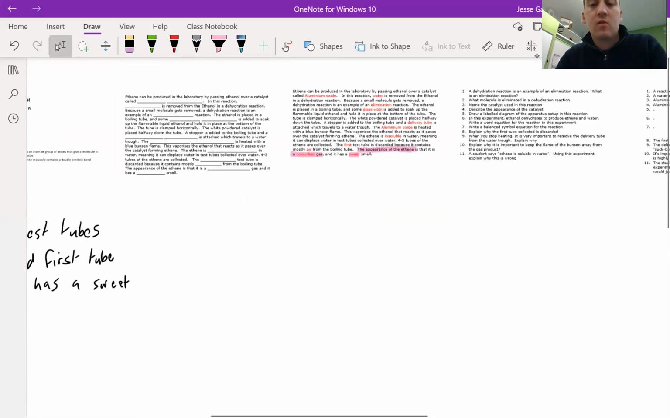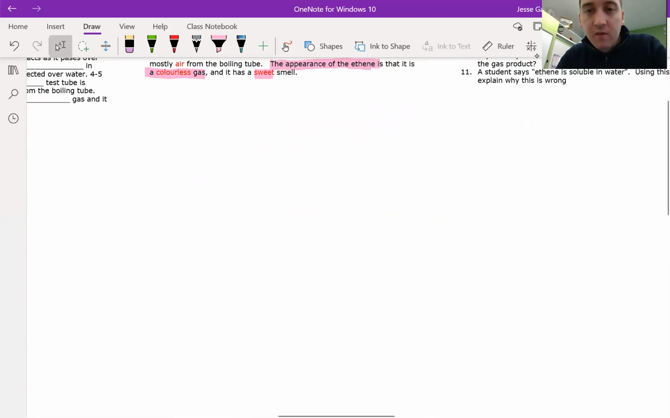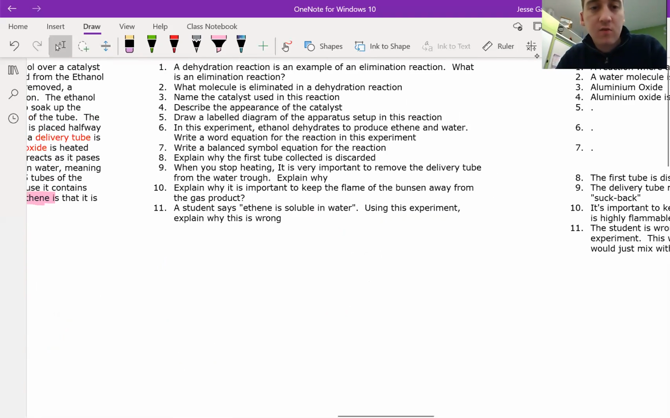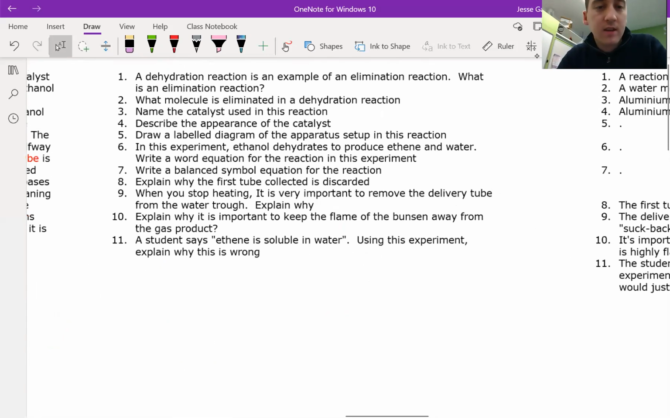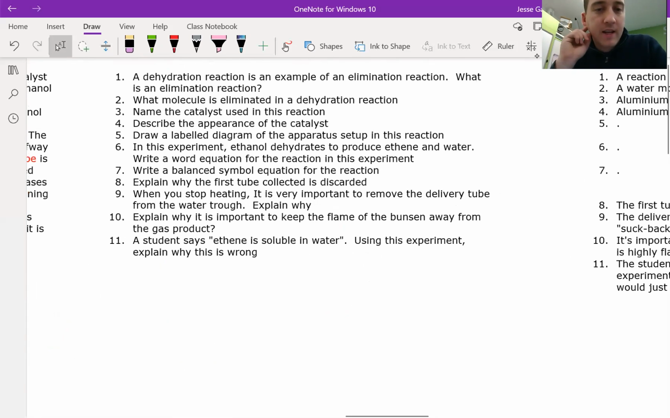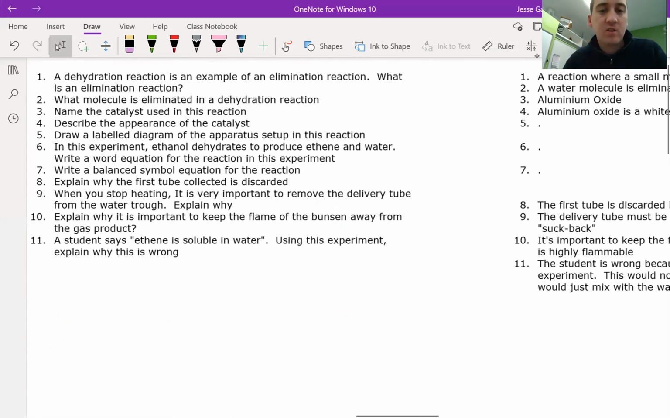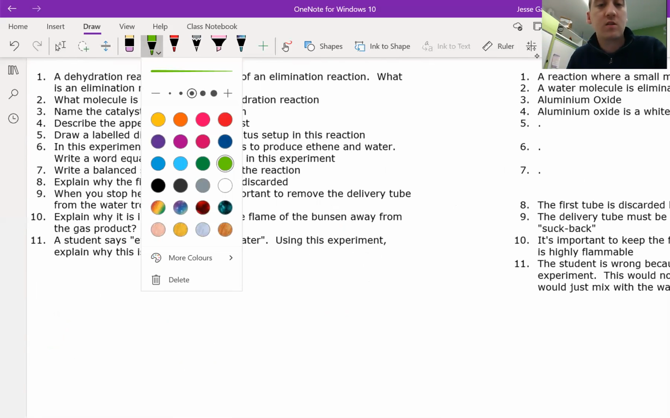Okay. So again, you should be watching the video if you have made any corrections necessary there. Next one says, in this experiment, ethanol dehydrates to produce ethene and water. Write a word equation for the reaction in this experiment. Okay, so a word equation uses words to describe what's happening. So this is number 6.